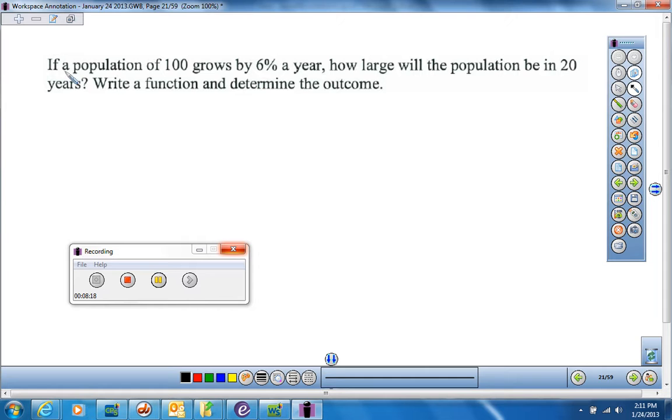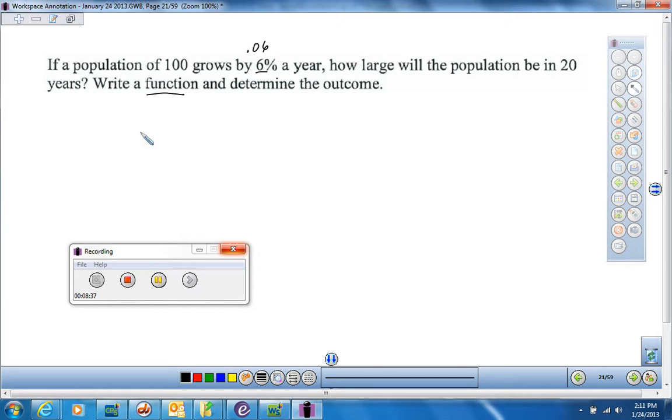Alright, now let's look at it. If a population of 100 grows by 6%, so it's a growth problem. So what we need to do is convert this to a decimal. So I'm going to use this as 0.06. How large will the population be in 20 years?